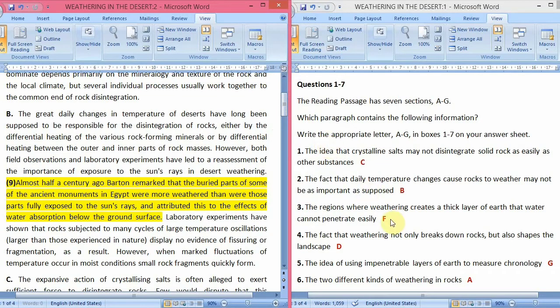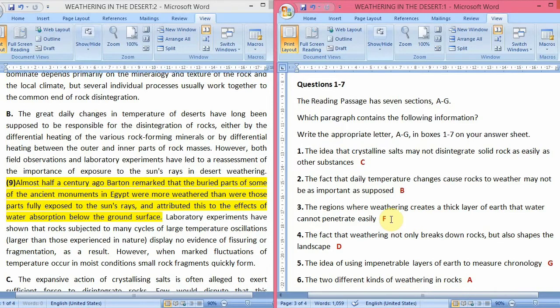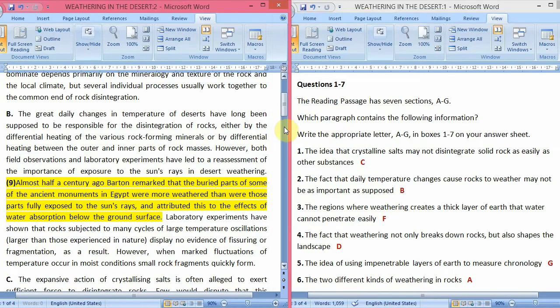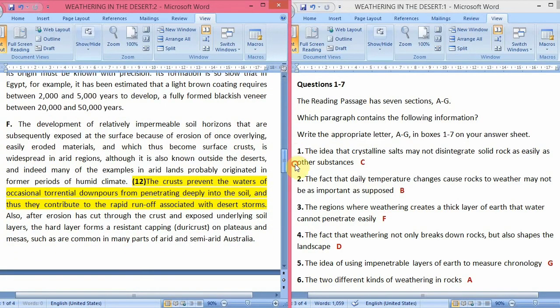Now the third question. The regions where weathering creates a thick layer of earth that water cannot penetrate easily. So in the F paragraph, it is. So they are saying there are some regions where weathering creates a thick layer of earth, and water cannot penetrate that layer of earth easily. Okay, now let's see in which regions this occurs. So here it is written, the development of relatively impermeable soil horizons that are subsequently exposed at the surface because of erosion of once overlying easily eroded materials, and which thus become surface crusts.